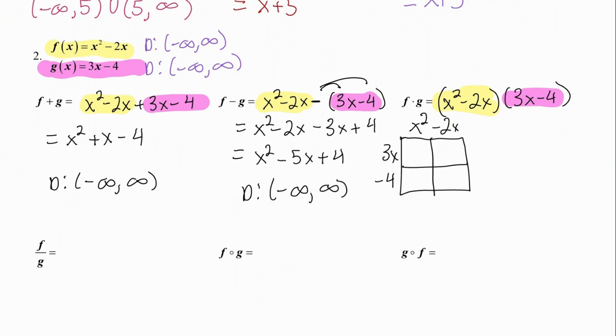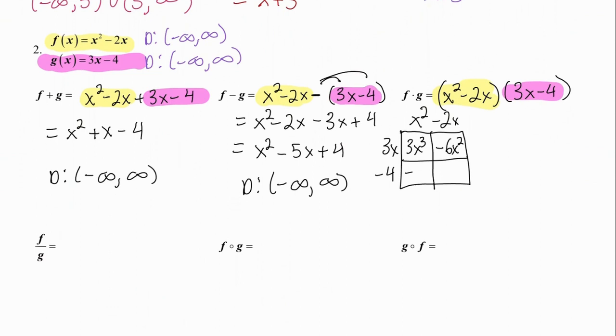Okay, so x squared times 3x is 3x to the third. 3x times negative 2x is negative 6x squared. X squared times negative 4 is negative 4x squared. And negative 2x times negative 4 is a positive 8x. So we would take this out and we would get 3x to the third. We can combine those x squareds to give us negative 10x squared and plus 8x. And again, our domain is negative infinity to infinity.